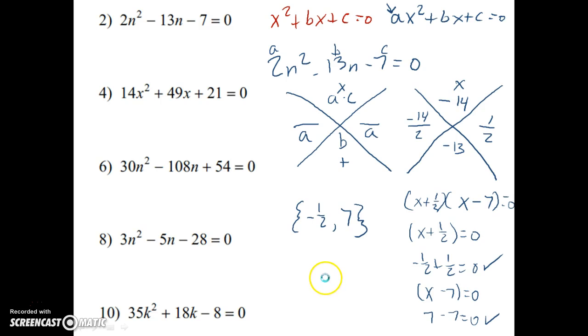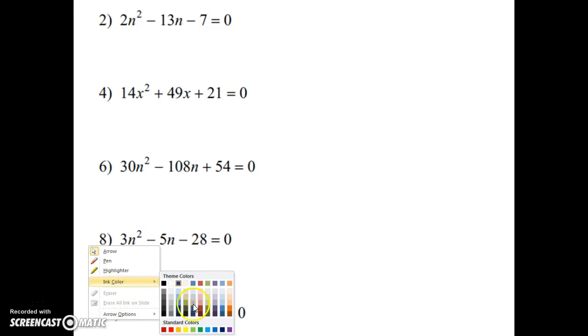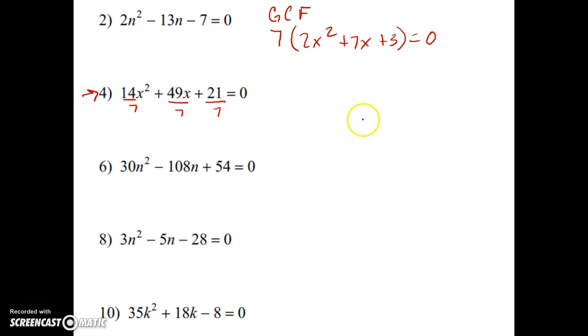Let's do another example. Here I have 14x squared plus 49x plus 21 equals 0. So I'm doing this example right here, number 4. The first thing I can see is that it does have a greatest common factor. The greatest common factor for this particular equation is 7. So if I pull a 7 out, I'm left with 2x squared, plus 7x, and 21 divided by 7 is 3, and 3 at the end. And that's going to be equal to 0.